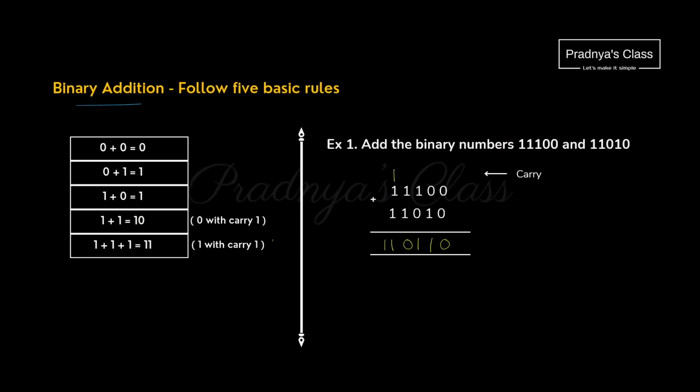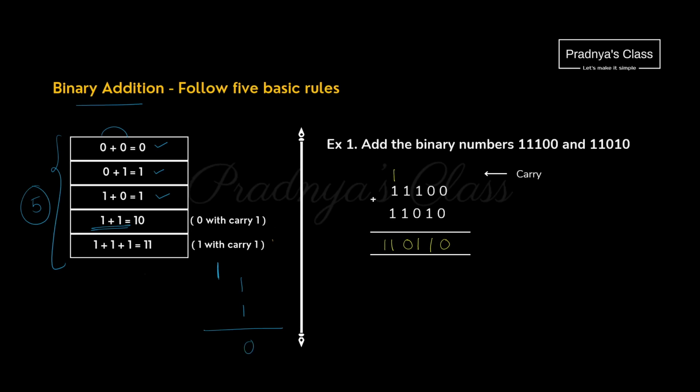The next topic is binary addition. For that you need to keep these 5 rules in mind. If you are adding 2 zeros you will get 0. 0 plus 1 will be 1. In the same way 1 plus 0 will be 1. What if you need to add 1 plus 1? You will be writing 0 as answer and there will be carry 1.